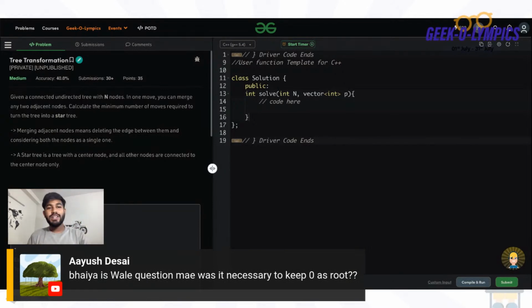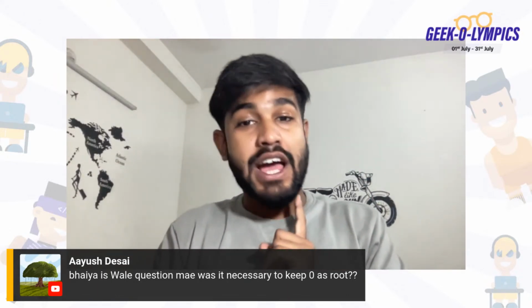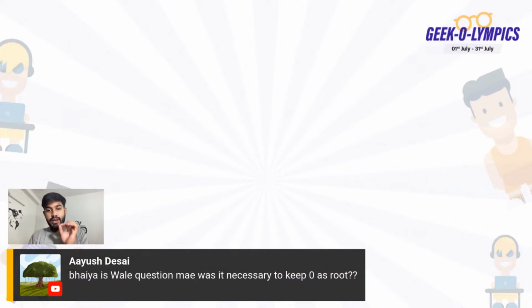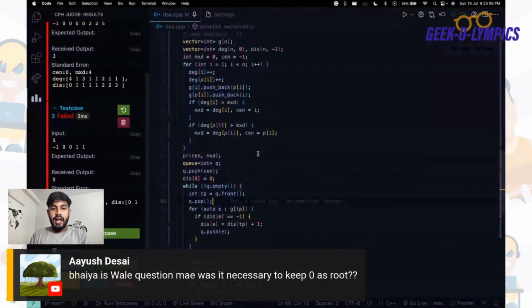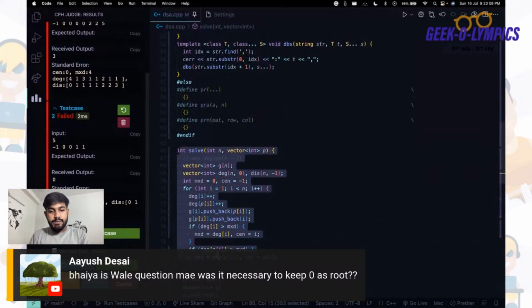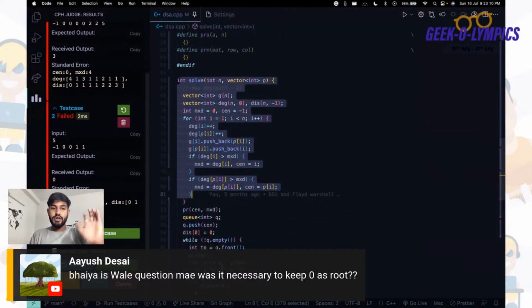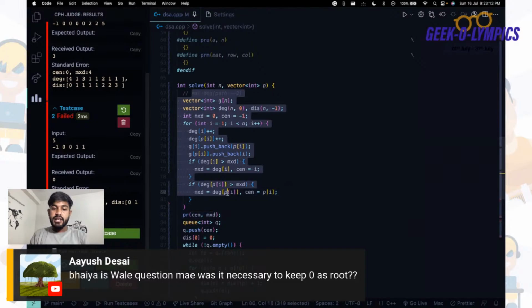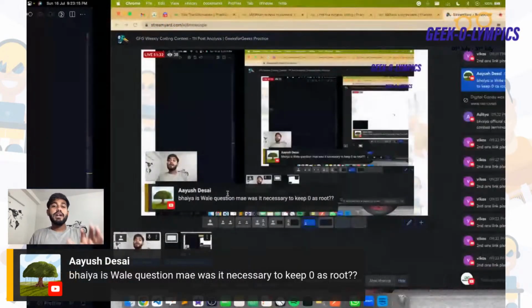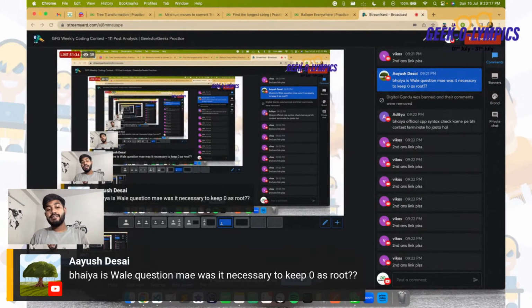Here it is not told in the question whether it is necessary to keep 0 as the root or not. Okay, it is not mentioned in the question. To be honest, when I was solving this problem, I calculated the maximum degree and then solved it for that. But then when I searched on Google, I found out that they should have mentioned that it is necessary to keep 0 as the center.